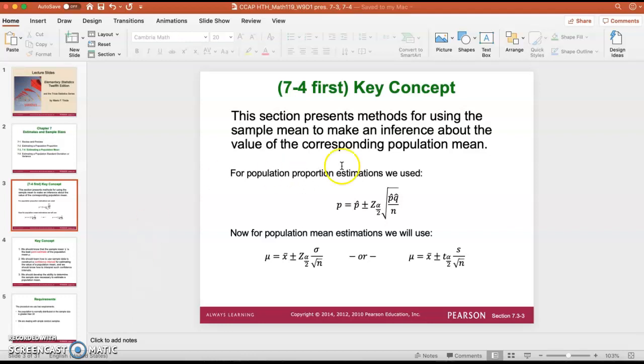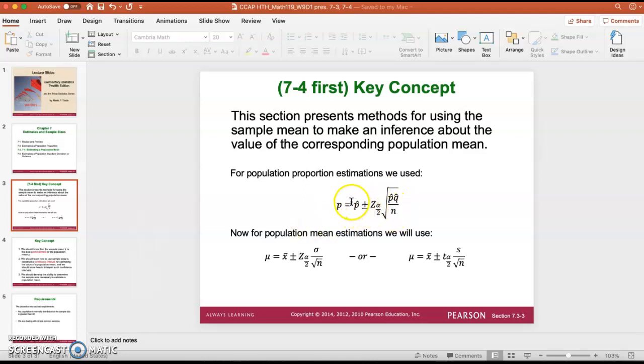So this section presents methods for using the sample mean to make an inference about the value of the corresponding population mean. Basically meaning we're going to use confidence intervals to estimate population means. So keep in mind for the previous section, we estimated population proportions using this formula for confidence intervals with proportions, or we had p hat plus or minus the z critical score, then times the square root of p hat times q hat all divided by n.